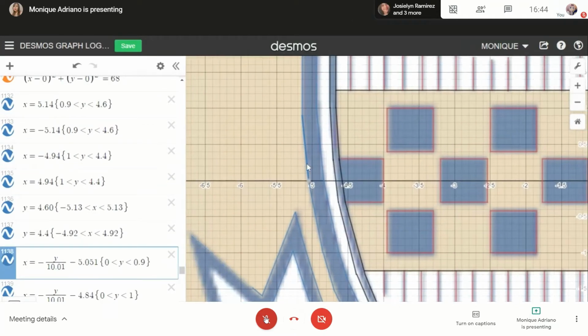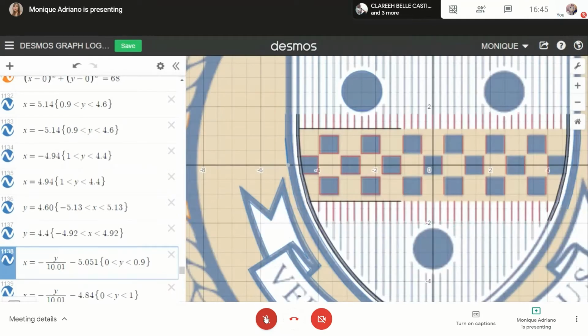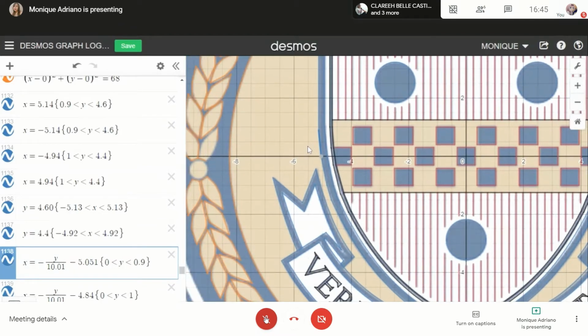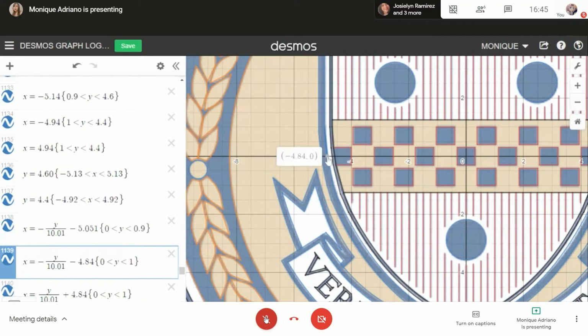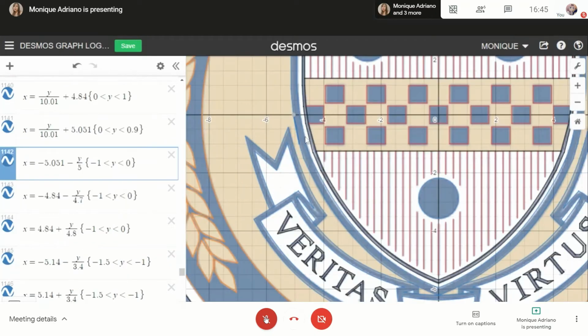Kinailangan rin namin gumamit ng mga slant line, and we use the equation of x is equals to negative y over 10.01 minus 5.051, 0 is less than y and is less than 0.9. Sunod naman sa bottom part, x is equals to negative 5.0051 minus y over 5. Negative 1 is less than y and is less than 0.